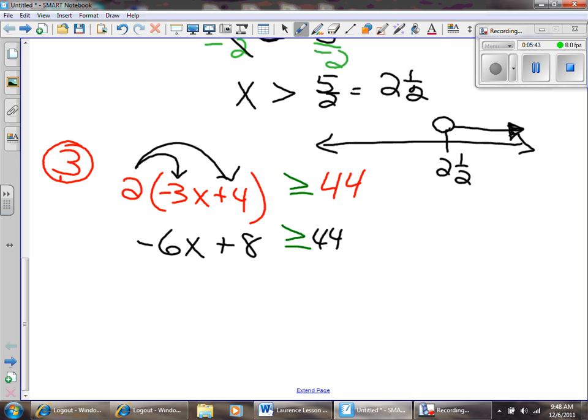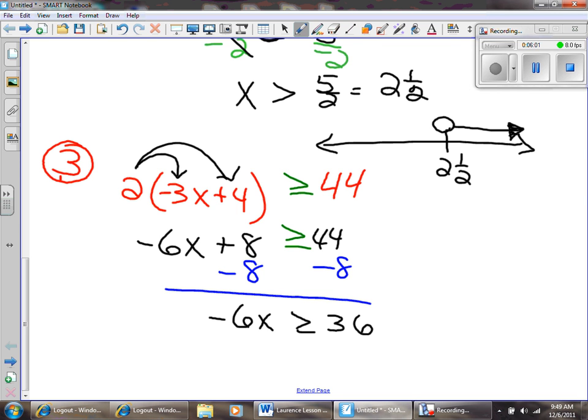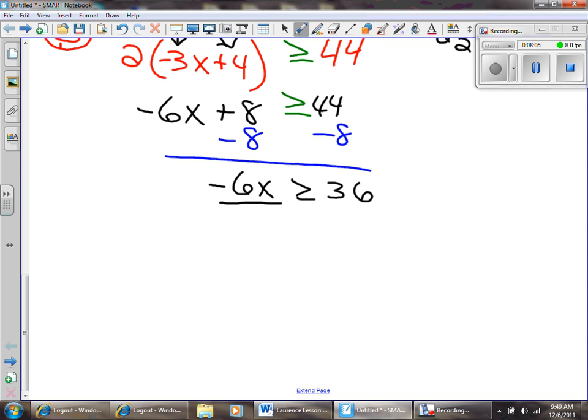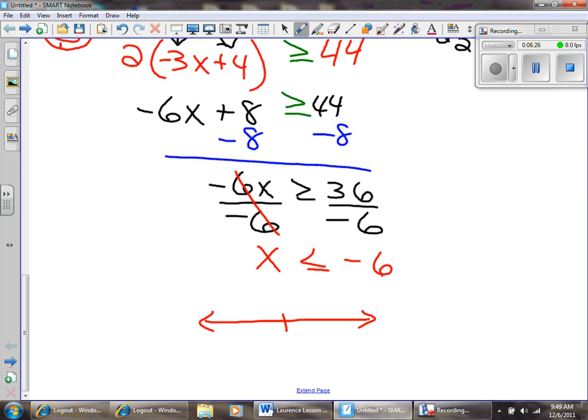All right, it's a two-step inequality. I will subtract 8 from both sides, leaving me with negative 6x is greater than 36, I think, right? Okay. I will divide by a negative. Every time I divide by a negative, my inequality has to change direction. The x's will cancel. The greater than or equal to becomes a less than or equal to. 36 divided by negative 6 is negative 6. On a number line, that would look like this. I have to show negative 6. It will be a closed circle, a closed point, because of the equals. And I need numbers less than negative 6.